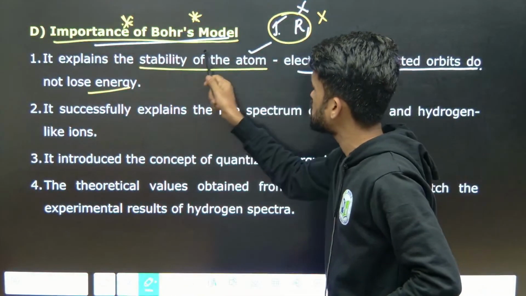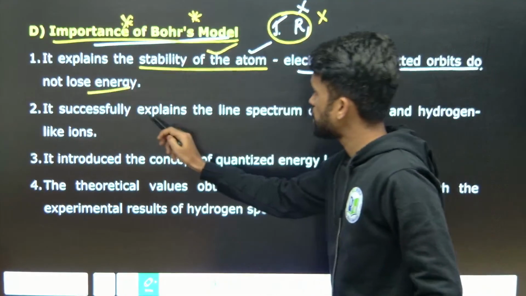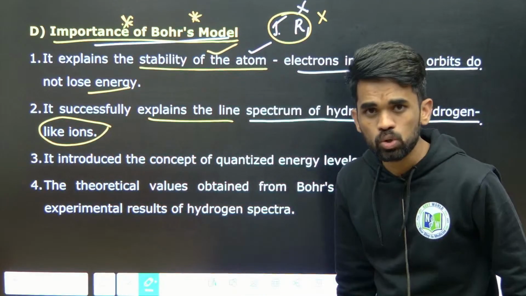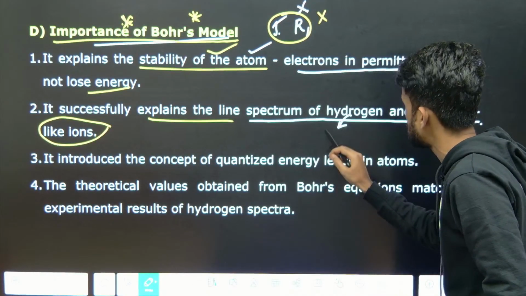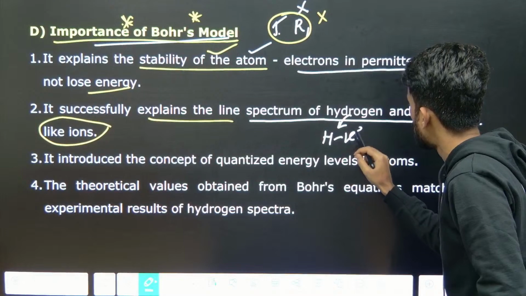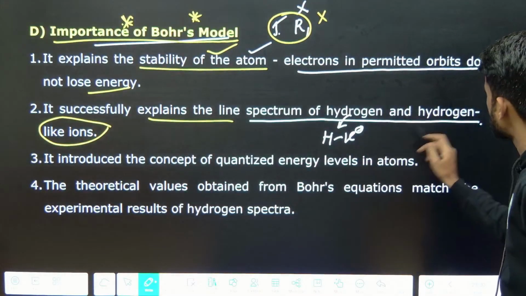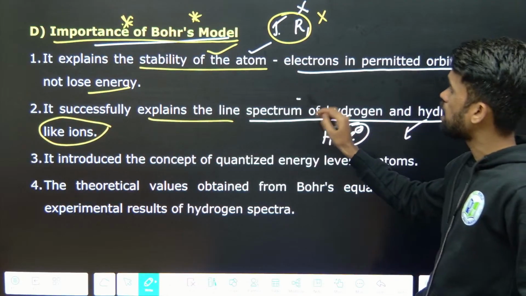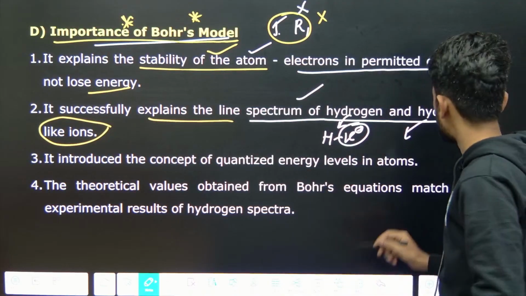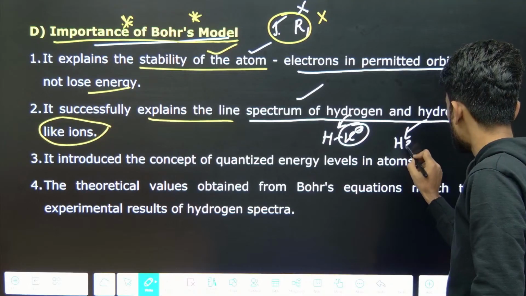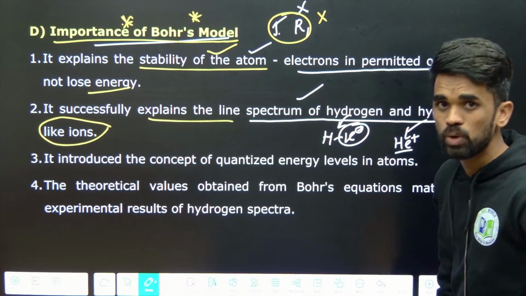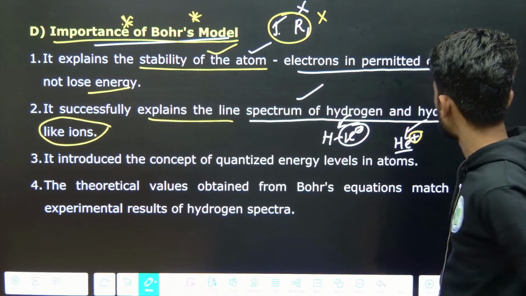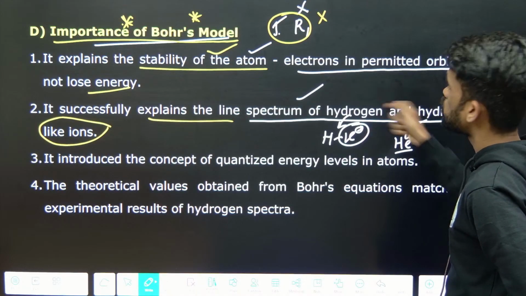The first one, it explains the stability of the atom, and the next one, it successfully explained the line spectrum of hydrogen and hydrogen-like ions. What are hydrogen-like ions? A hydrogen atom contains only one electron. Similarly, hydrogen-like ions means any species having only one electron can be considered a hydrogen-like atom. For example, helium ion. Helium atomic number is 2, which means 2 electrons are there in a helium atom. But I am writing He plus now. How many electrons are there now? Only 1 electron.